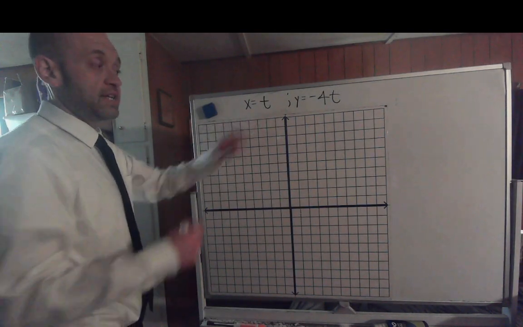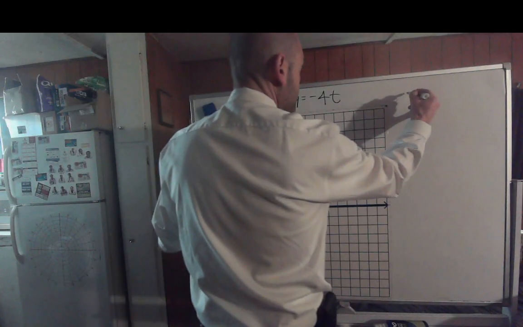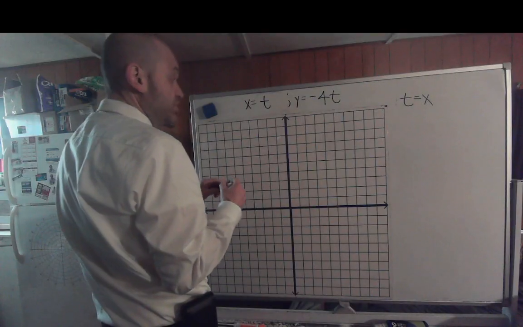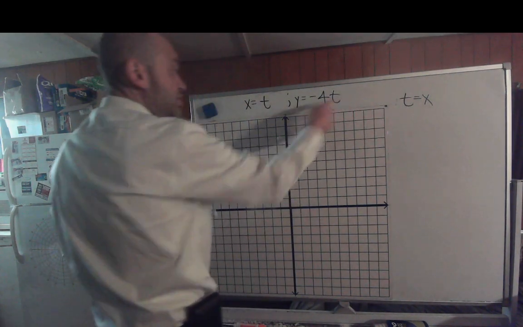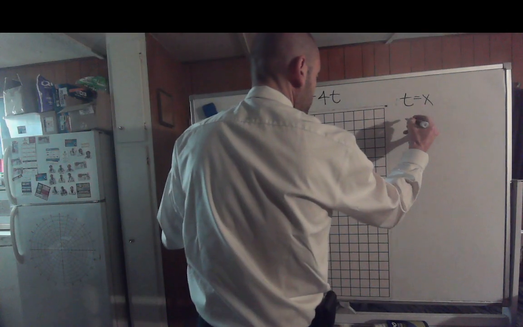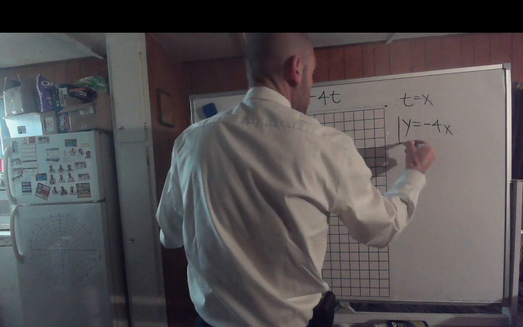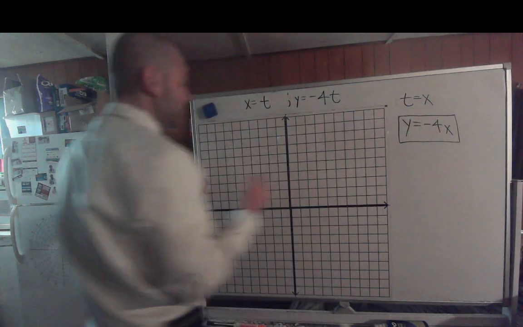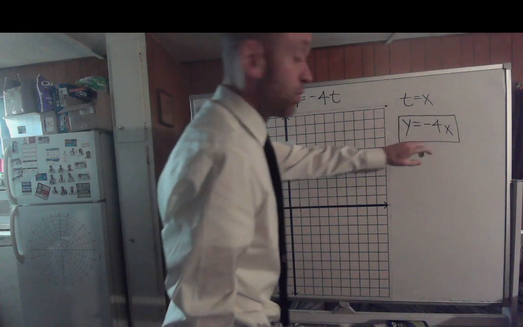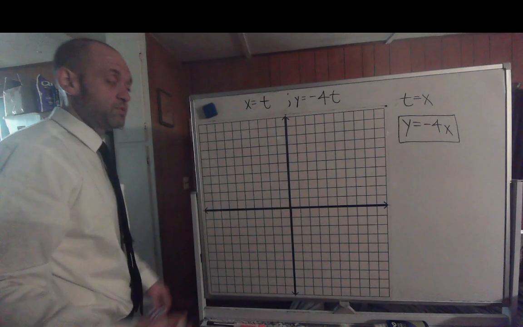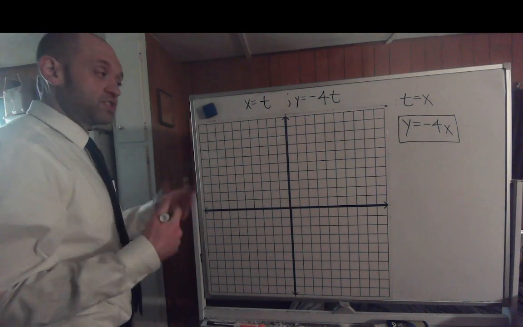Well, we know x equals t, which we could say then t equals x. Now all we have to do is take that x, plug it into our y equation. You would literally get y equals negative 4x. That's how easy it is to convert these into rectangular or Cartesian equations. This turns into y equals negative 4x, which would just be a line. Let's go ahead and graph.